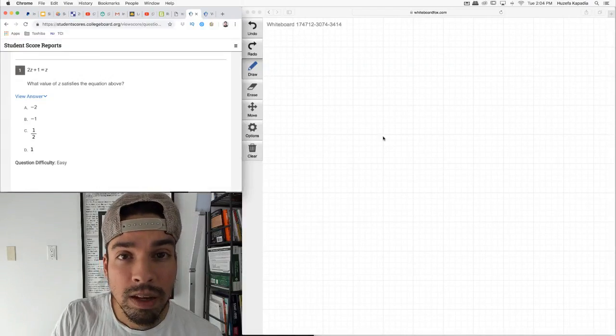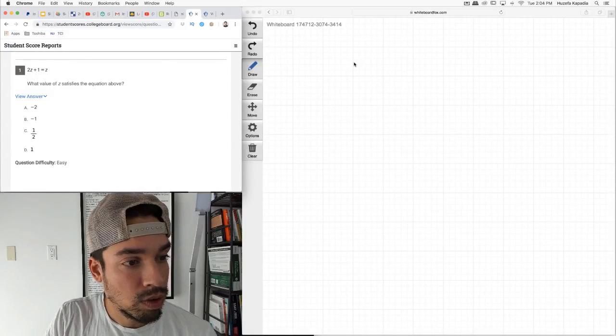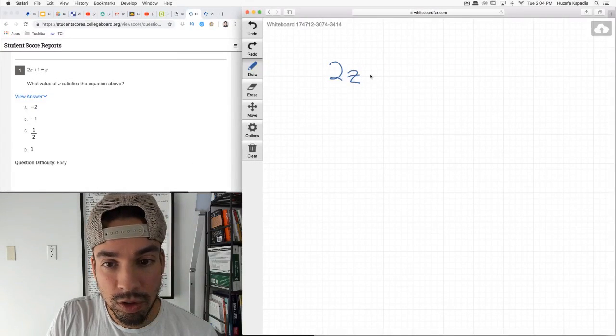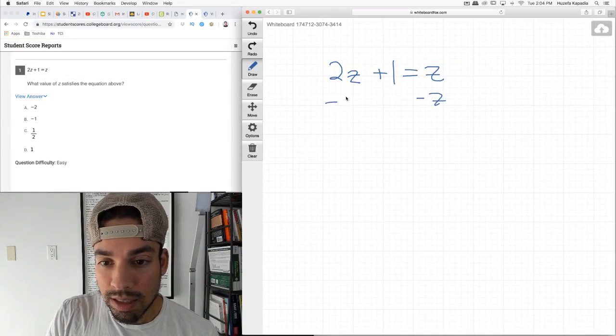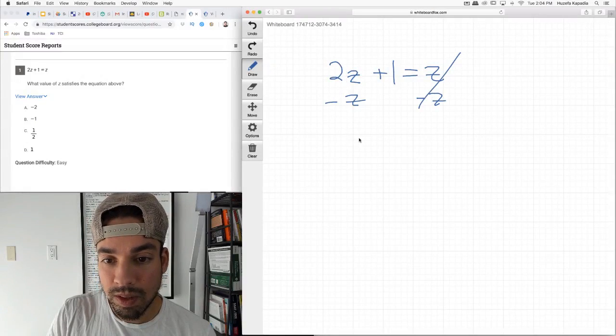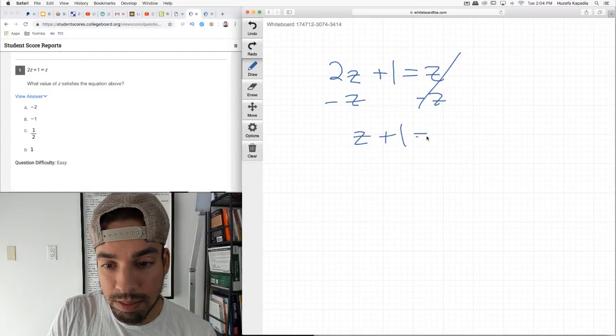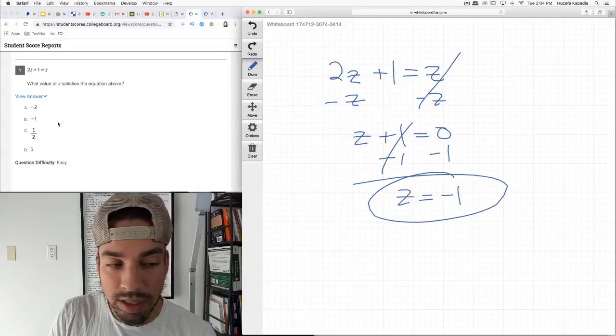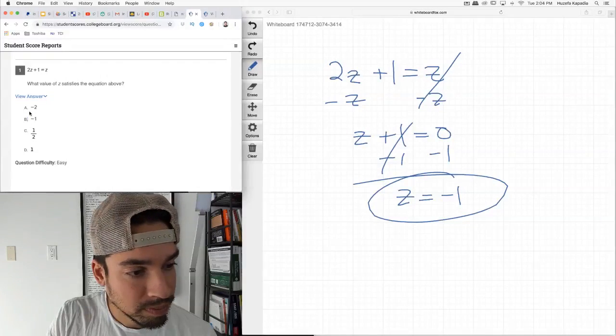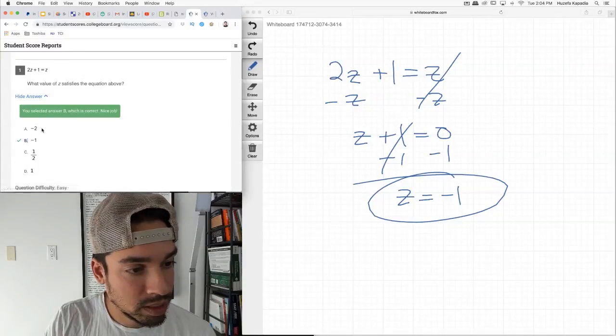So here we go. First of all, we've got 2z plus 1 equals z. The way we solve this guy, we're going to isolate z as so. 2z minus z is z, plus 1 equals 0. Subtract 1 from both sides, and we get z equals negative 1. And we can see, boom.